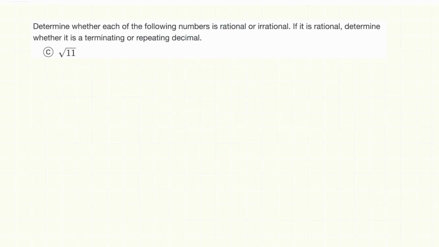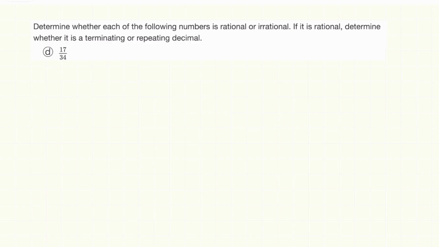For c, we have the square root of 11, and the square root of 11 doesn't simplify down to just a whole number, and any radicals that we can't simplify to remove the radical will be irrational, and irrational numbers cannot be written as terminating or repeating decimals, so we can just label this as irrational.